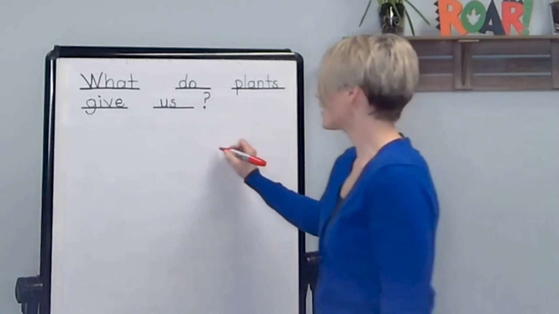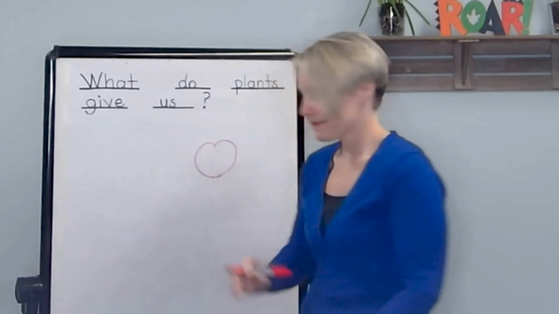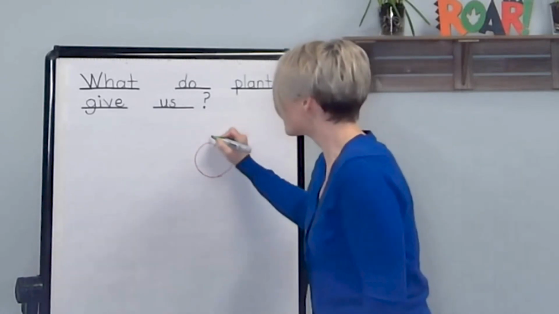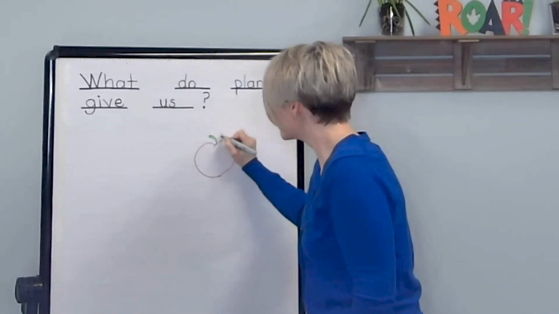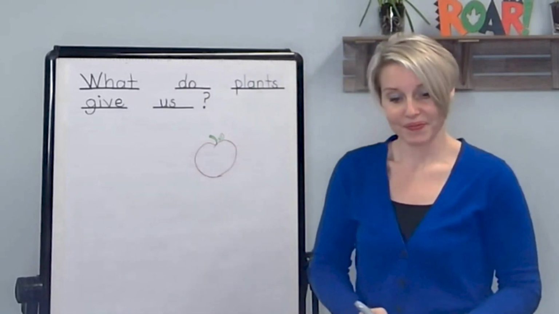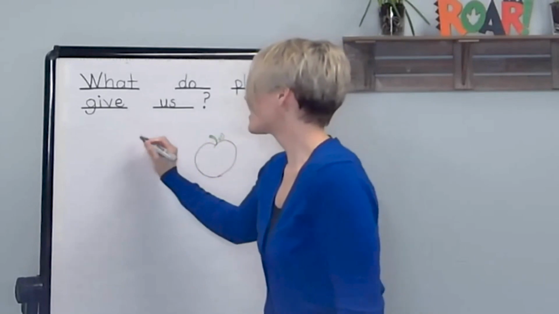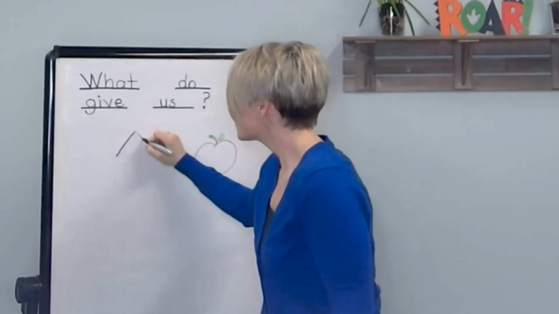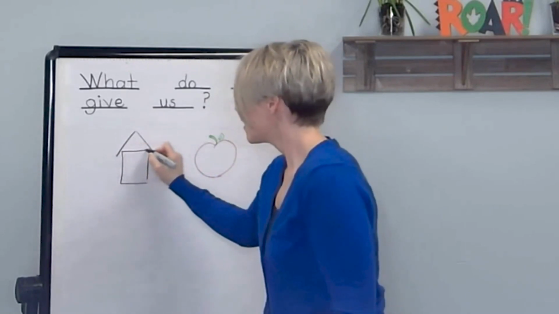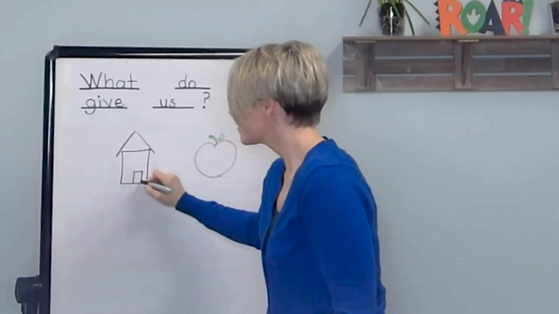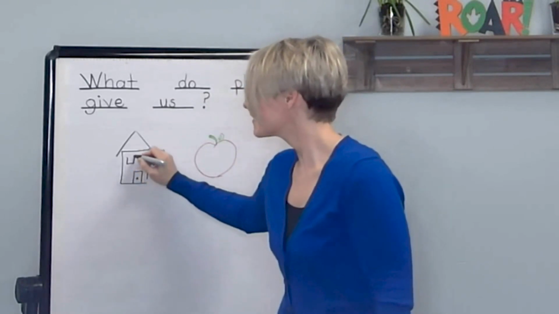I'm going to start by drawing an apple to show that plants give us food. There's my apple, and I'll draw a little stem. And a leaf, of course. There's my apple. To show that plants give us homes, I'll draw a home. I start by making a triangle for the roof, and then a rectangle for the house. I'll add a rectangle for the door, a circle for the door handle, and a window like a square.